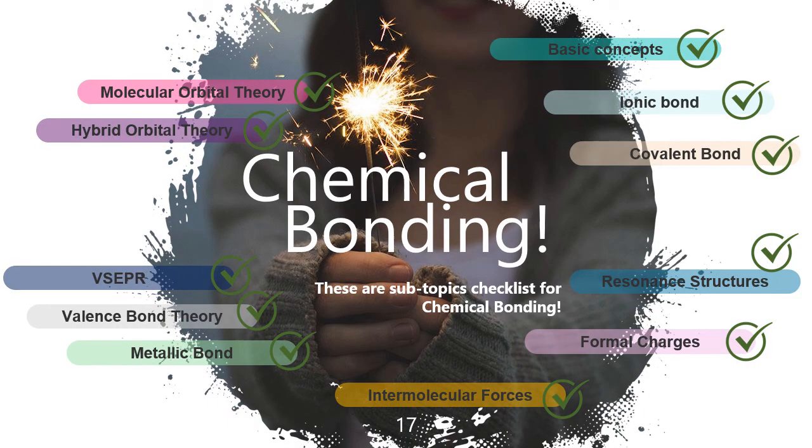So we finally covered all subtopics in chapter 3, from basic concept, ionic bond, covalent bond, resonance structures, formal charges, intermolecular forces, metallic bond, VBT, VSEPR, hybrid orbital theory, and molecular orbital theory. It's a long chapter, but I hope you guys get some benefit from this video.